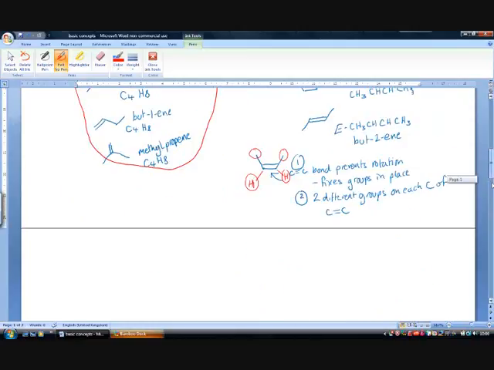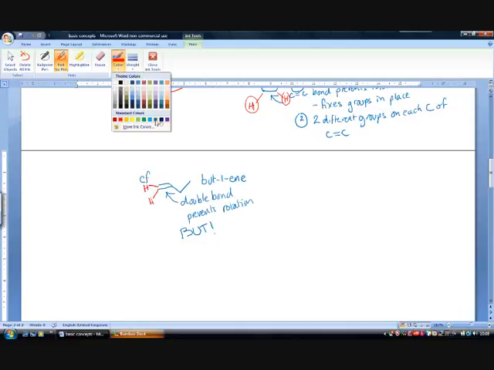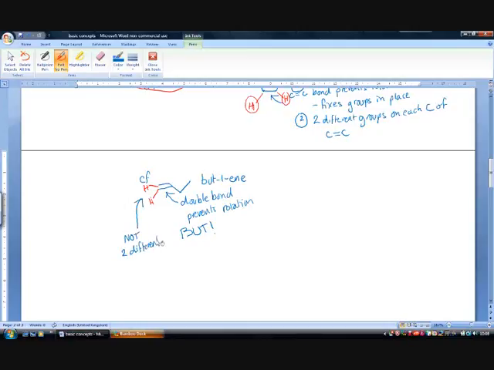Now if we compare that with but-1-ene, where the double bond is on position 1, you'll see there is the double bond, so that does prevent rotation of the groups. However, and a big but here, there are not two different groups on each carbon. On that terminal carbon, there are two hydrogens. And so the condition is not met for E/Z isomerism. So but-1-ene does not exhibit E/Z isomerism.